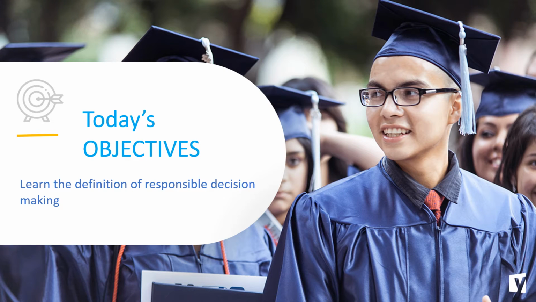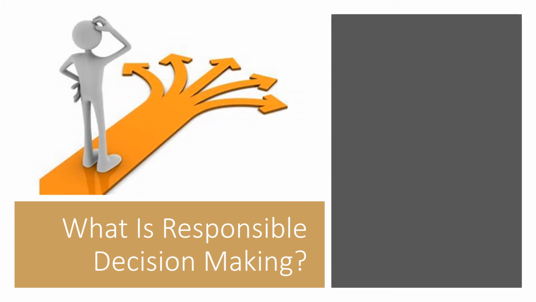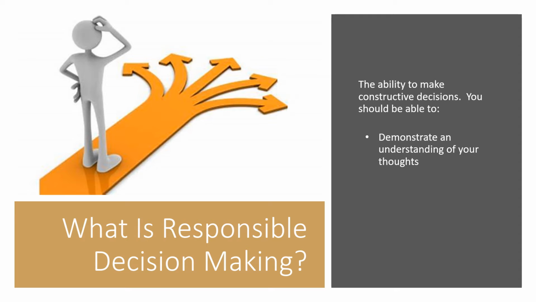Today's objectives. Objective 1, learn the definition of responsible decision making. So what is responsible decision making? Responsible decision making is the ability to make constructive choices. You should be able to demonstrate an understanding of your thoughts, understand the decision-making process, and finally analyze and evaluate the thinking process.